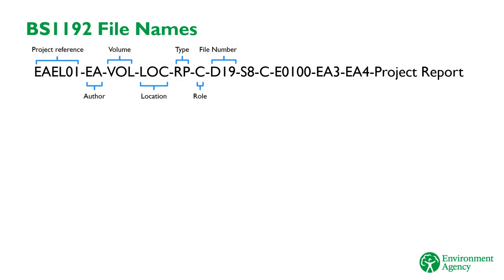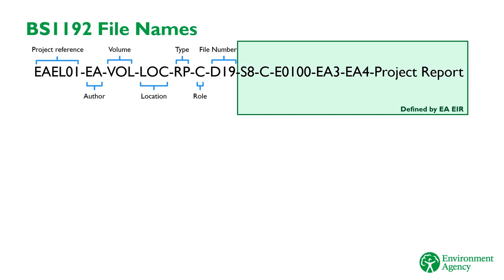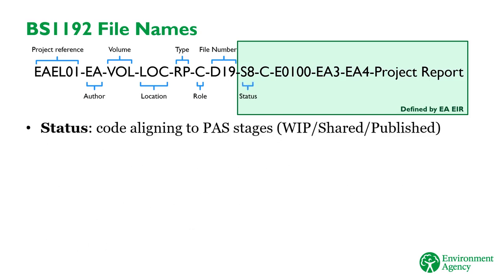Continuing to the next 6 fields defined by the employer's information requirements, we have the status of the document, which defines what the document is suitable to be used for. We'll explain statuses in the next section of this e-learning, but in brief, the status code tells you how much you can trust the document. It's similar to the difference between draft and final.